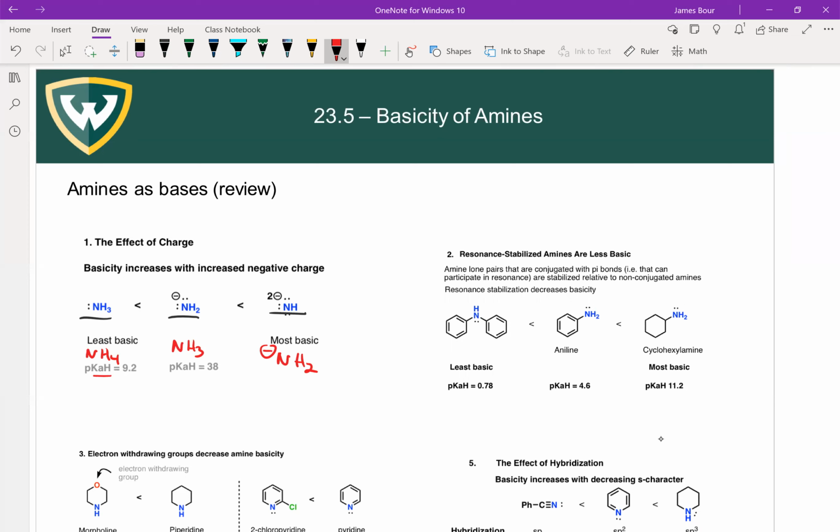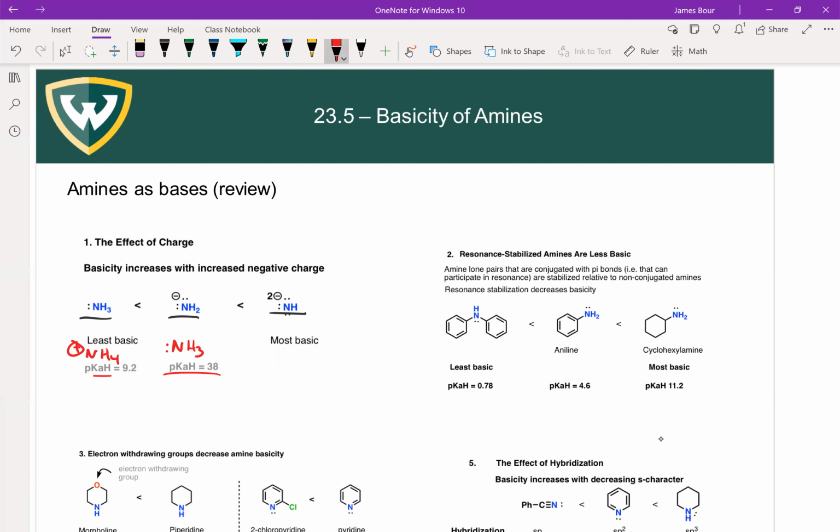So the pKa of ammonium is 9.2. Of ammonia is 38. And of this NH2 here, it is so basic we can't make it. It doesn't exist, so it doesn't even really make sense to talk about. We can't form a nitrogen dianion. Not readily, at least. So we don't even talk about its pKa.